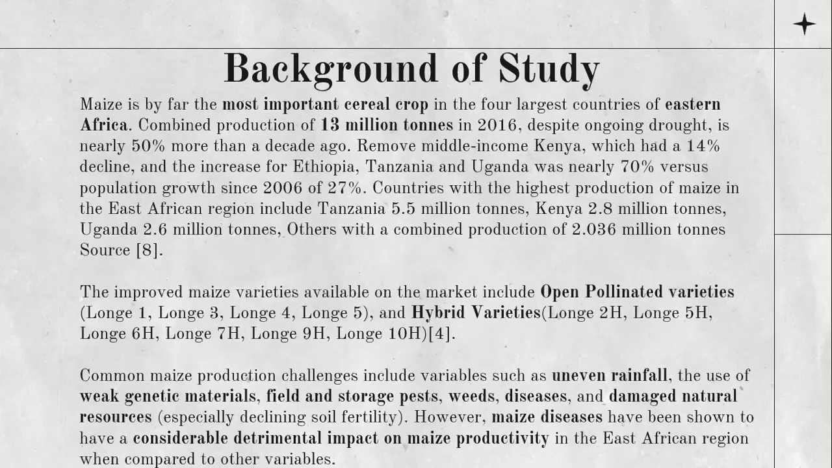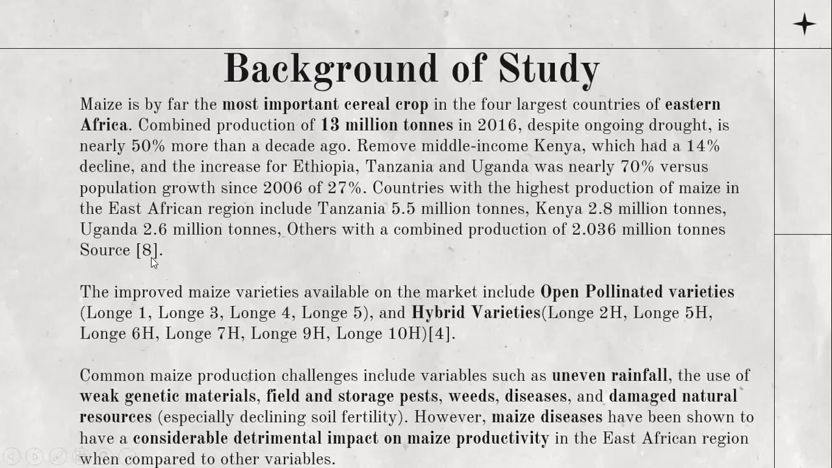Now, the background of this study: we saw that maize is one of the most important cereal crops in the four East African countries, and there was a combined production of more than 13 million tons by 2016. Some of the countries that had the highest production included Tanzania, which had more than 5.5 million tons, Kenya 2.8 million tons, Uganda 2.6, and the other countries in the East African region had about 2.036 million tons.